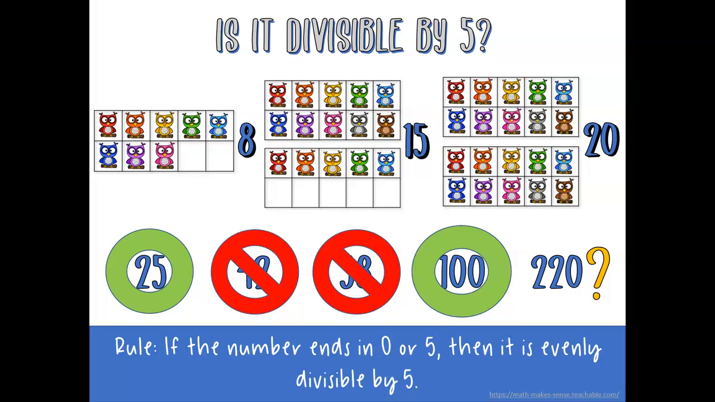So our rule here might be one that you already knew. If the number ends in 0 or 5, then it is evenly divisible by 5. So every one of these numbers that did work ended in either a 5 or a 0. And if you're looking at the other numbers, they do not end in 5 or 0, so you can immediately cross them off the list. So 220 does work. It ends in a 0.